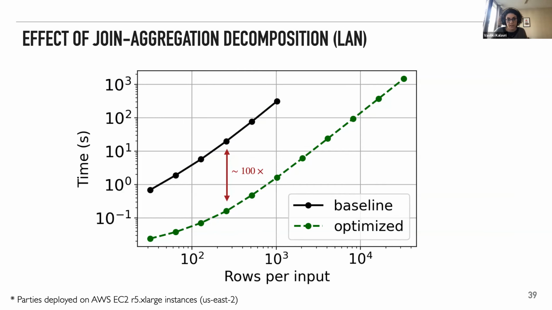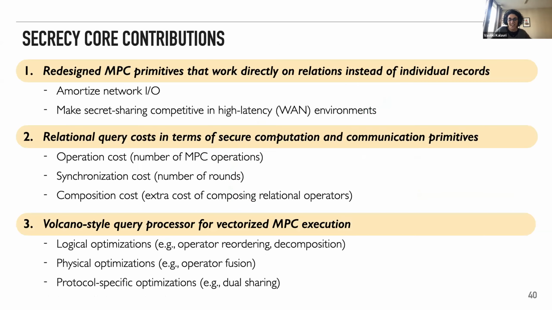All right, so we have analyzed many more optimizations. I don't have time to go over them, but essentially what I want you to remember as a takeaway is that by analyzing the costs under MPC, we were able to develop a Volcano-style query processor, plug in the analytical cost model that we developed, and apply all these optimizations automatically. In addition to a set of physical optimizations and other protocol-specific optimizations that I will not cover in this talk.